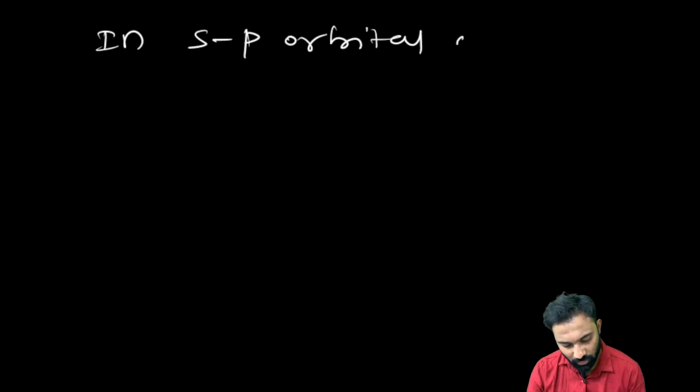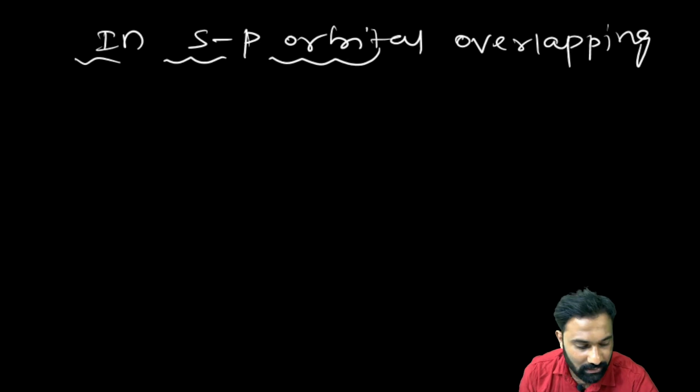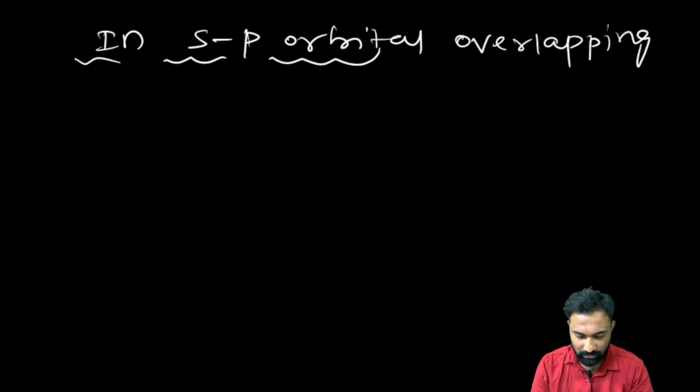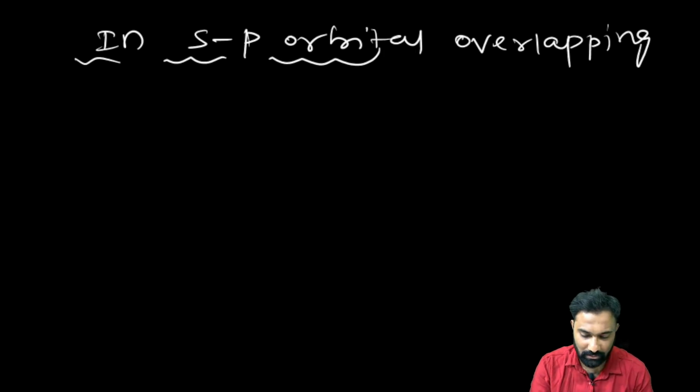Next type we have is sp orbital overlapping. Before going to the sp orbital overlapping, I just want to make it clear for the p orbitals with the axis, so that it will be more clear for you and you will not have any confusion in this concept. Wait, let me make the molecules.